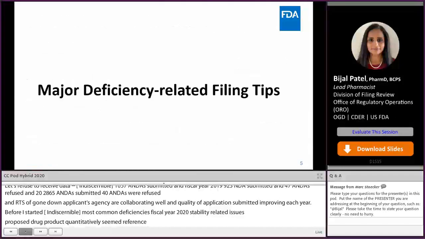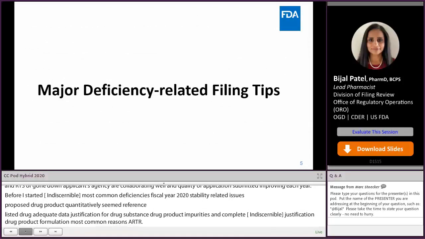So in the next few slides, I'll review tips related to the commonly encountered major deficiencies that I just highlighted in the previous slide.